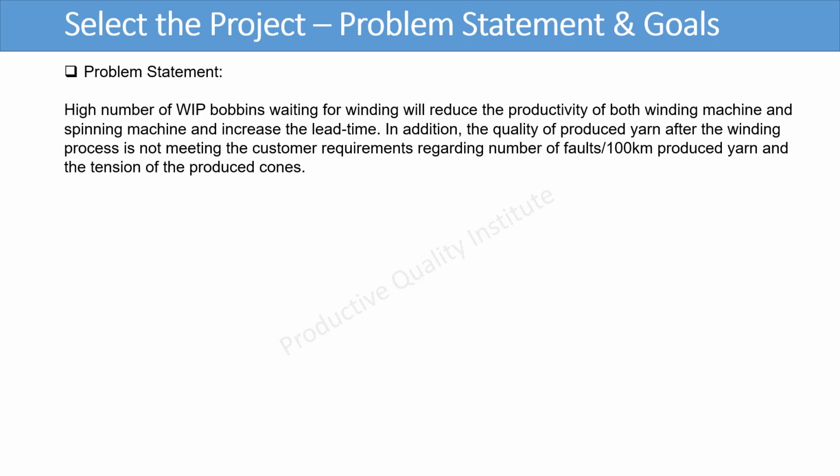The problem statement is: a high number of bobbins waiting for winding will reduce the productivity of both the winding machine and the spinning machine and increase the lead time. In addition, the quality of the yarn produced after the winding process is not meeting the customer requirements regarding the number of faults per 100 km of produced yarn and the tension of the produced cones.